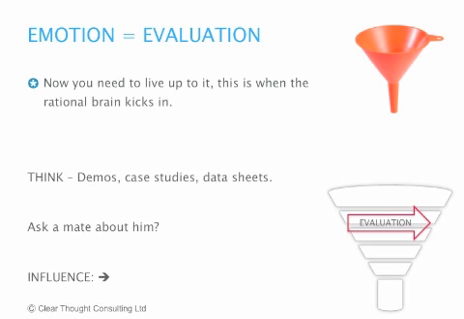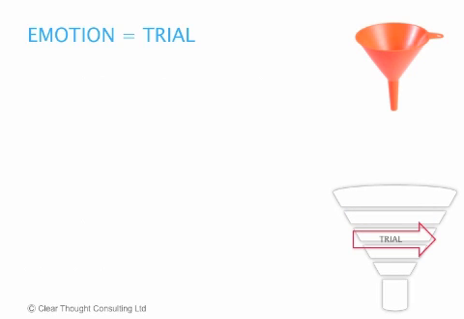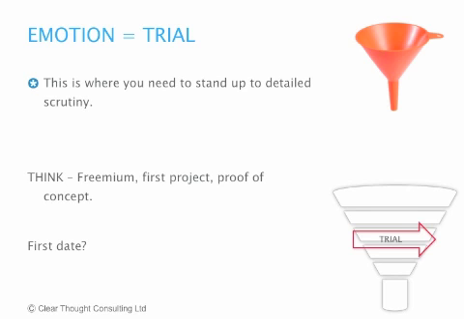So we move on to when someone's trialling. They've checked you out. They've had someone say that you're good. Now this is where they get their hands on your product or service or try it out. Think here of freemium models, where it's free to start with and then you upgrade once you've seen that the product is good. Or that first project, or in technology, maybe a proof of concept.